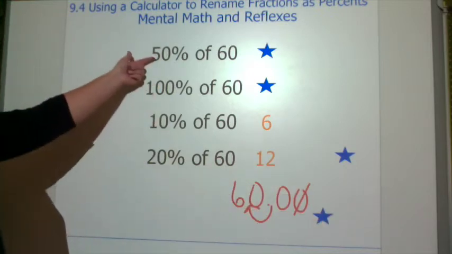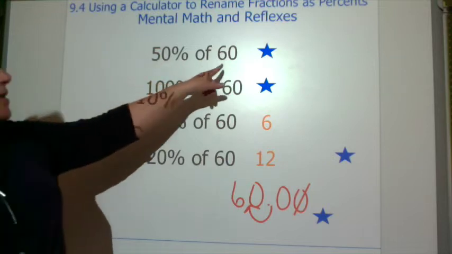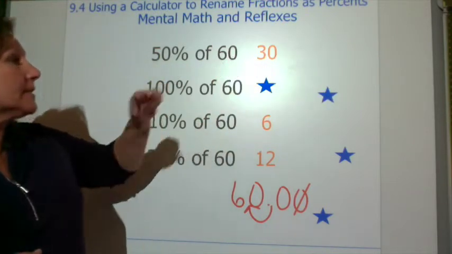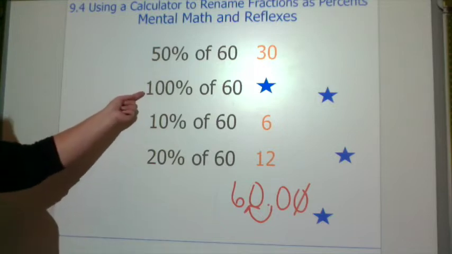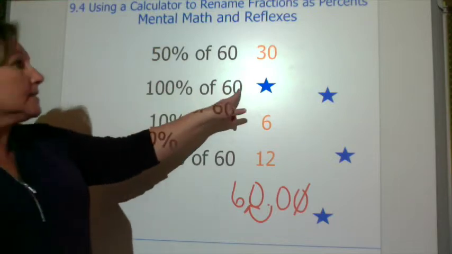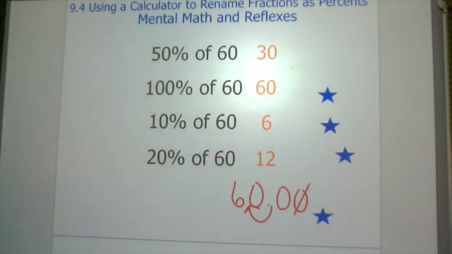We know what 50% of $60 is. That means you get half off. So you get $30 off. If something was $60, you get $30 off. And if something was 100% of 60, if you got 60 out of 60 on a math test, you got 100%. So that would be 60. I thought I'd just brush those up. We haven't seen those for a while.